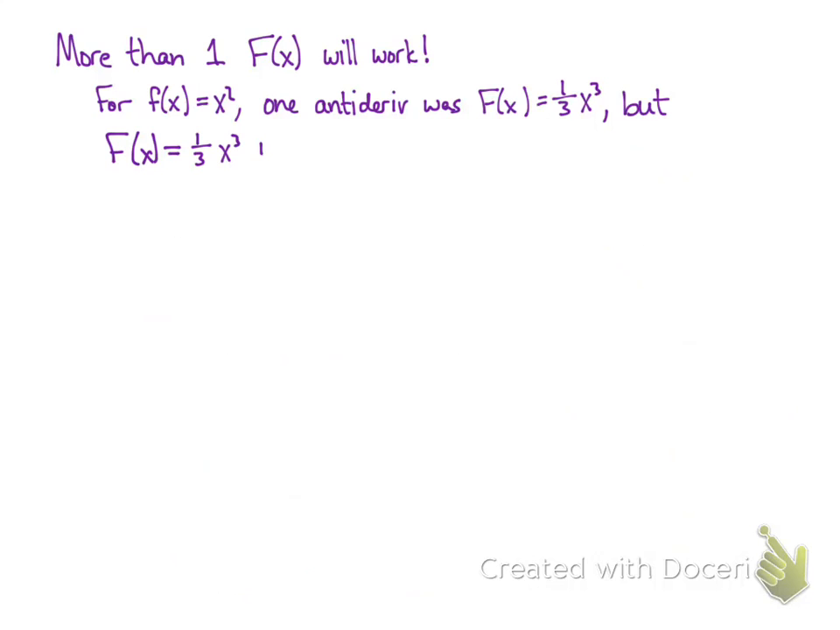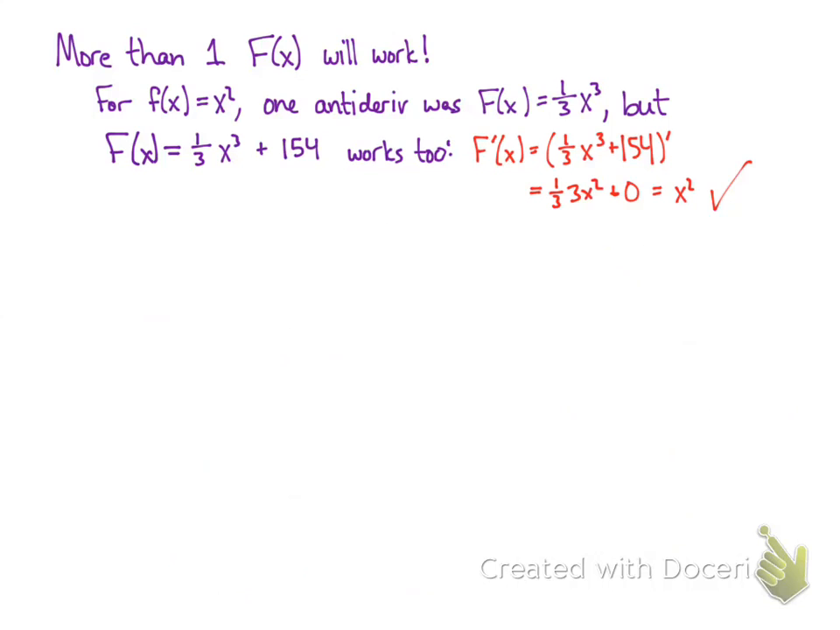But a different function, 1/3 x cubed plus 154, would also have worked. Right? All I need is for its derivative to equal x squared, and when I take the derivative of this, 1/3 x cubed plus 154, I get 1/3 times 3x squared, and then the derivative of 154 is 0. So I do in fact get x squared.